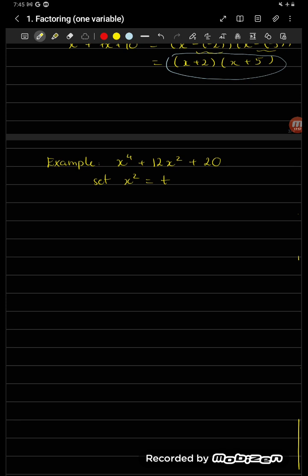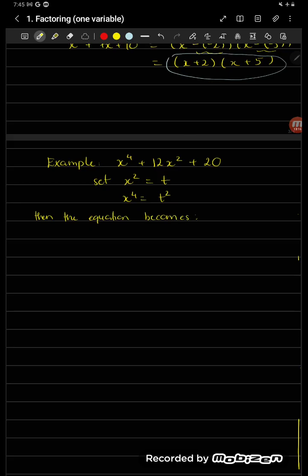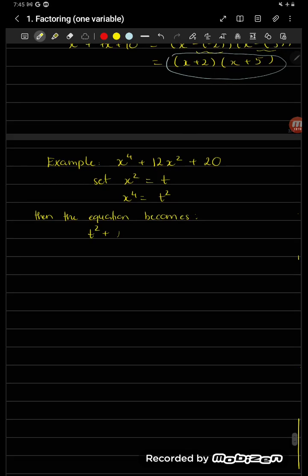So if we set x squared equal to t, then x to the fourth equal to t squared, right? We just square both sides, and then your equation becomes t squared plus 12t plus 20. Okay, so now we already come back to the original form, ax squared plus bx plus c.